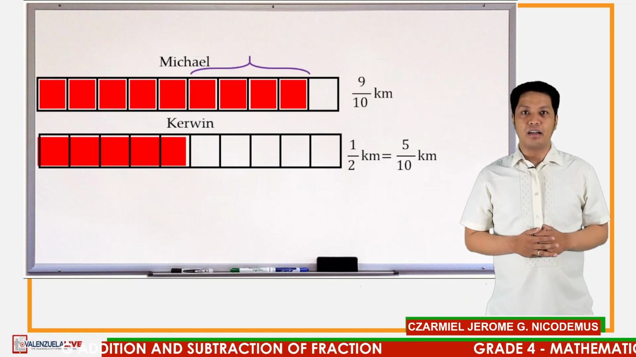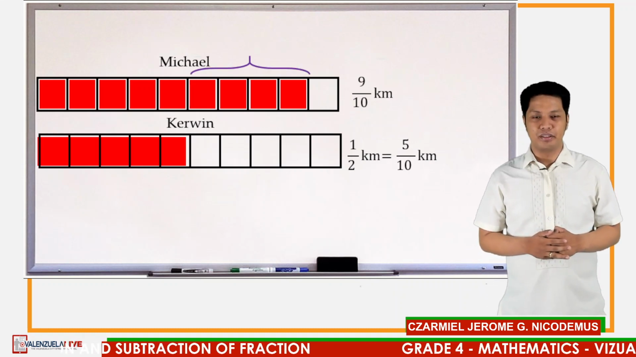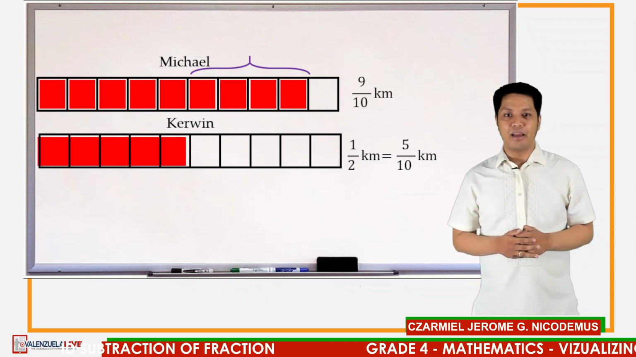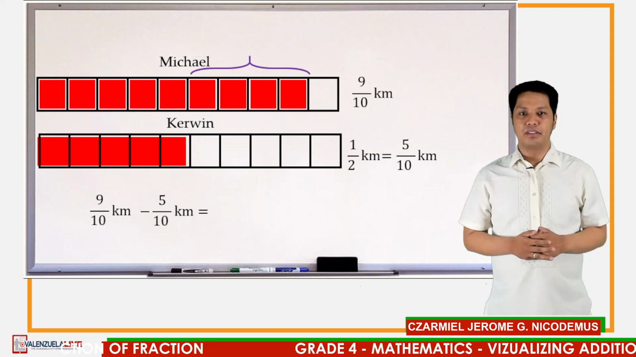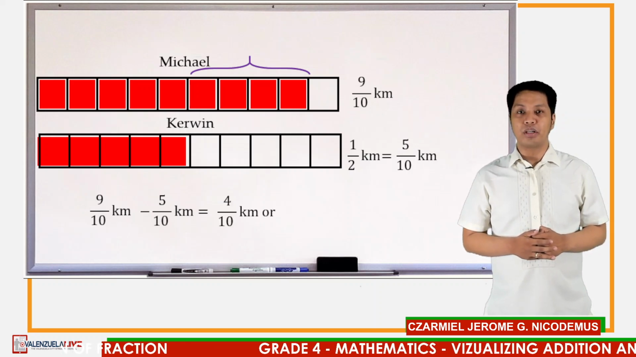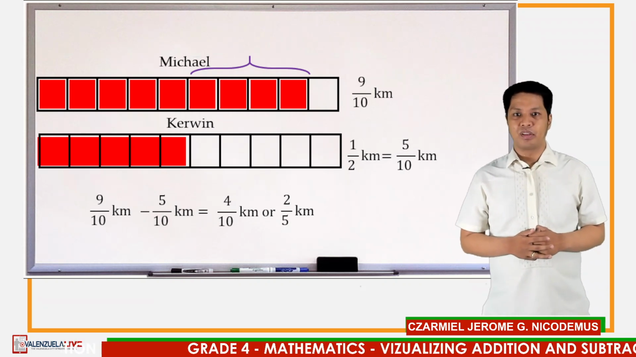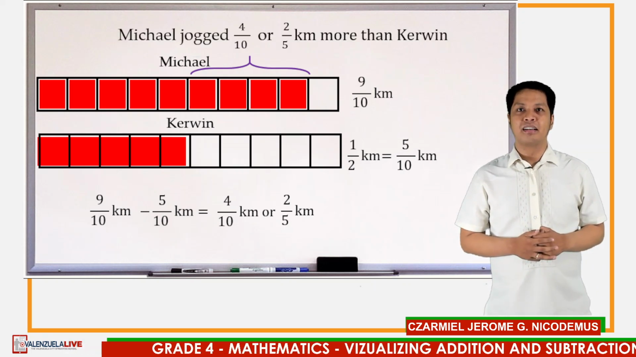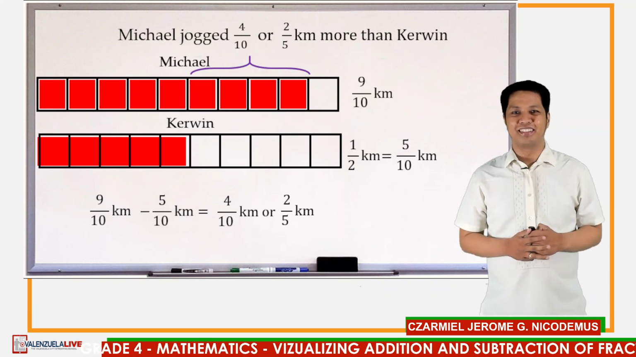This part is the kilometers jogged by Michael more than Kerwin. So 9/10 kilometer minus 5/10 kilometer is equal to 4/10 kilometer or 2/5 kilometer. So Michael jogged 4/10 or 2/5 kilometer more than Kerwin.